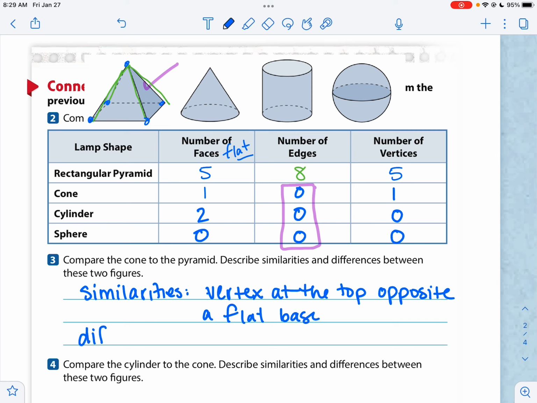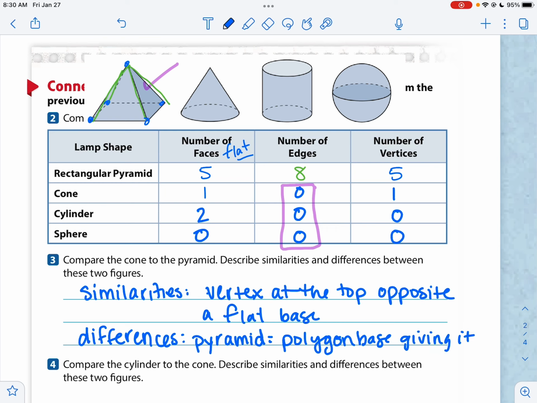But the differences, and how you can tell them apart: a pyramid comes from a polygon base, giving it edges. That's really the big difference. Since the base has corners, there are edges coming up from those corners. So that's the big difference.